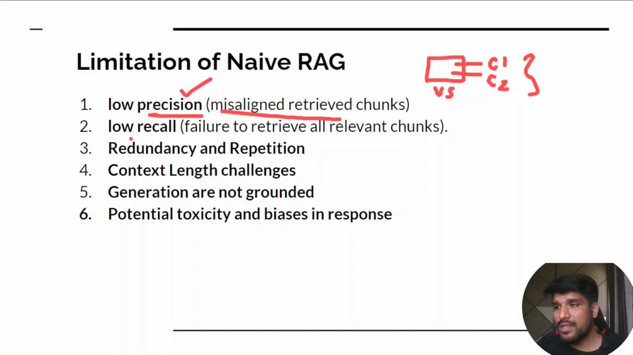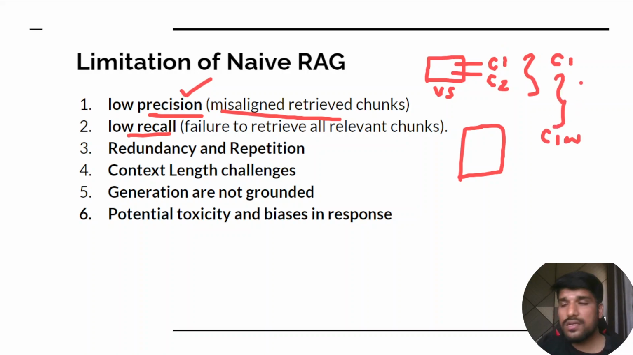Next is low recall. What does low recall mean? For example, in the vector store, let's say you ask the question, give me the revenue. Let's say chunks 1 to 100 contain data related to the revenue, but it is possible that the naive implementation only fetches the chunks from C1 to C20 or, let's say, C70.